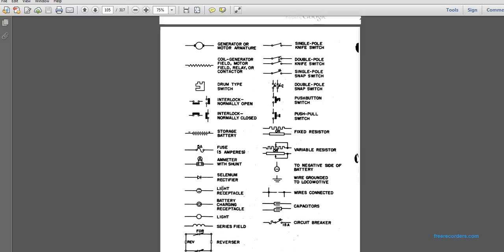Light receptacle is given two dashes inside of a circle. Wires connected, either in parallel or perpendicular, are shown with full dots. Battery charging is a double-slotted circle, a charging receptacle. Capacitors are known as fork drawers. Lights are drawn with a zero. A series field is drawn with a humped current field.